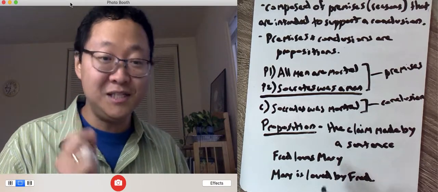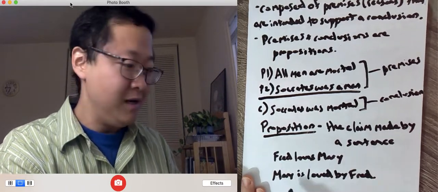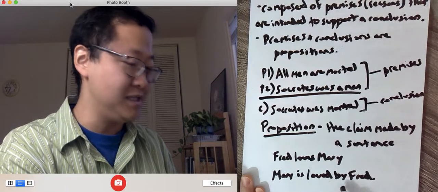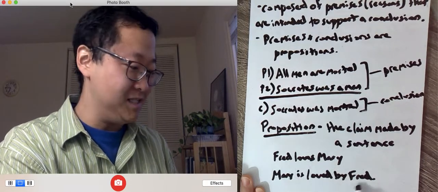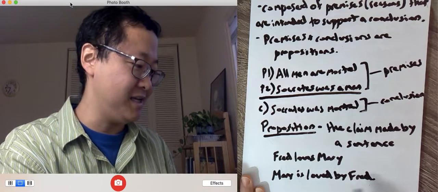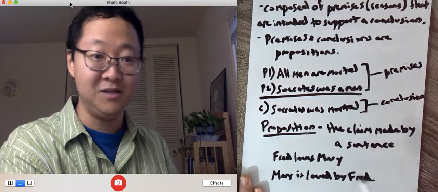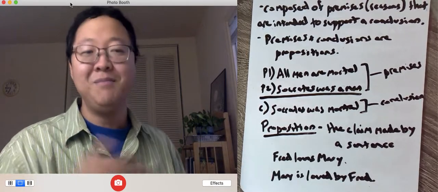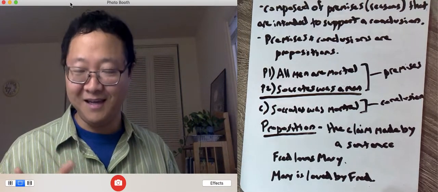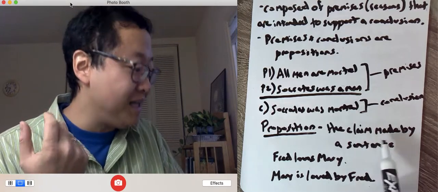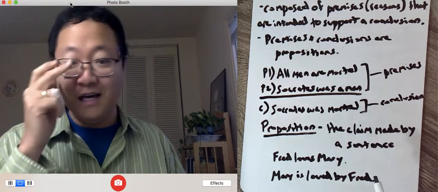But these are different sentences, because they have different words. This second sentence has the words is and by. This second sentence also has reverse order: Fred is at the end and Mary's at the beginning, while this sentence has Fred at the beginning and Mary at the end. So these are different sentences, but they're making the same claim. Propositions are the claims made by the sentences.